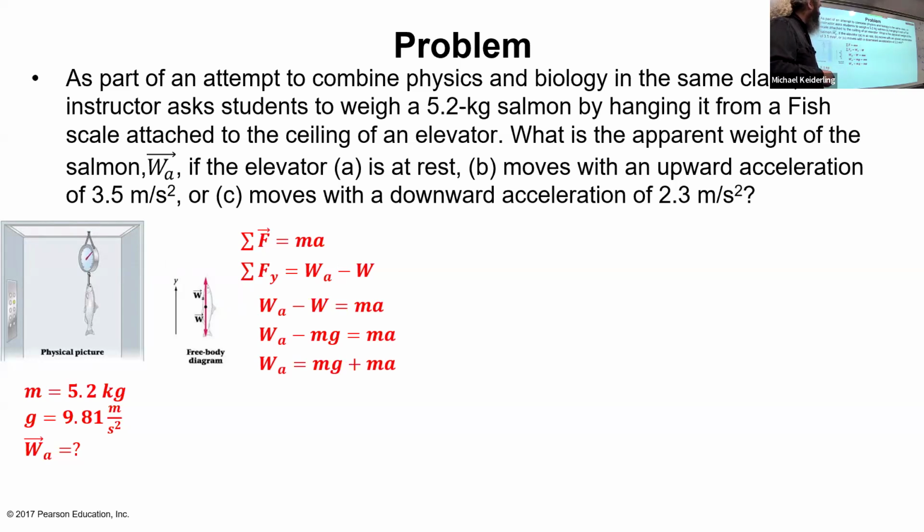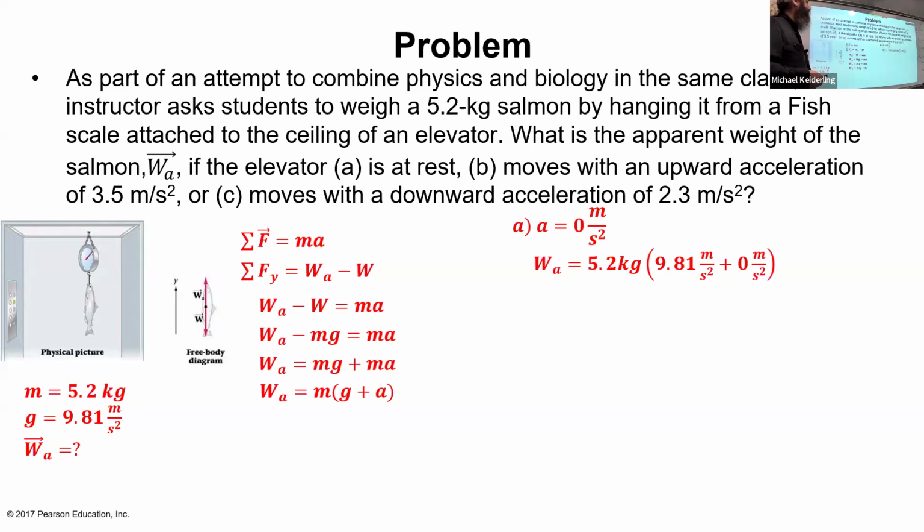Apparent weight equals mass times g plus mass times acceleration. And then we can combine like terms. Apparent weight is mass times g plus a. So in the first case, if the elevator is at rest, acceleration is 0 meters per second squared. So apparent weight is going to be 5.2 kilograms times 9.81 meters per second squared plus 0 meters per second squared. It'll just be the actual weight of 51 newtons. So 51 newtons in the positive y direction.